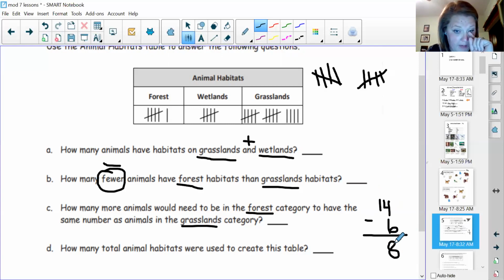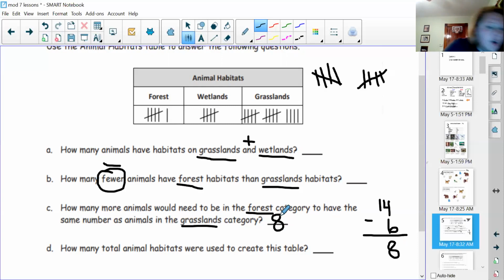So how many more animals would need to be in the forest category to have the same number as animals in the grasslands? How many do I need to have? 8. I need to have 8 there.